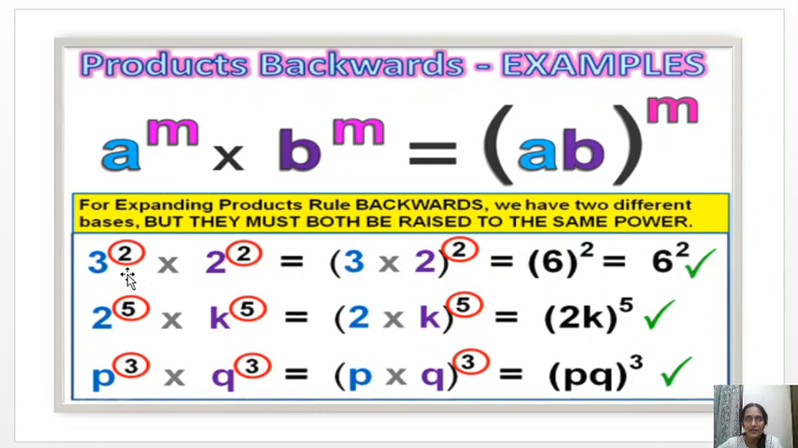Let us see the examples. 3 power 2 into 2 power 2. The bases are different. There are different colors used for two different bases here. It is very clear the bases are different, but the exponents are same. It is 2. So put 3 into 2 together inside the bracket and write whole power 2. Inside the bracket you do the operation, get the answer. It is 6 square. It is very easy to get the answer now, 36.